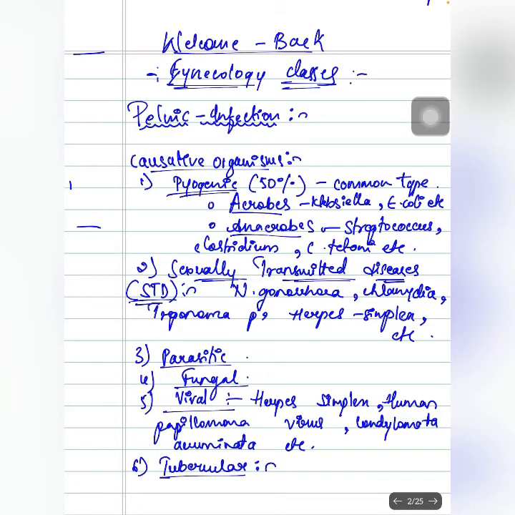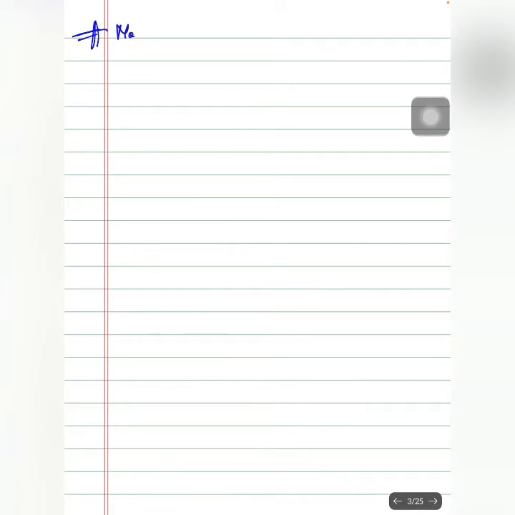Next, coming to the modes of spread of infection. How does the organism spread? What is the mode of transmission? This was all about the causative organisms, and now the modes of spread of infection. Firstly, through continuity and contiguity.